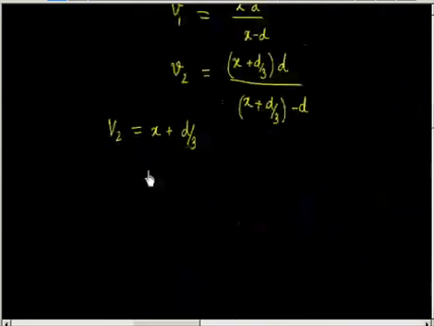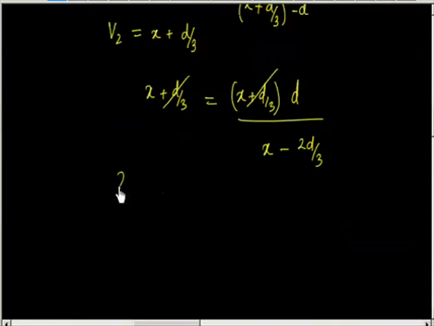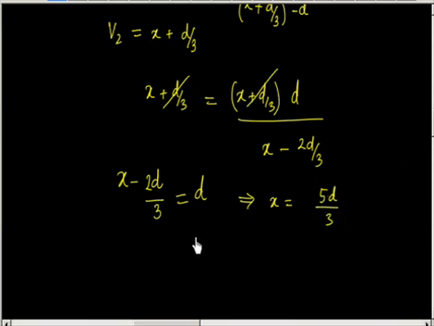So let us plug this value and now things are very easy to solve. So x plus d by 3 is equal to x plus d by 3 into d, divided by x plus d by 3 minus d, so this is x minus 2d by 3. x plus d by 3 cancels out, so I will have x minus 2d by 3 is equal to d. Are you getting? So what is x? x is d plus 2d by 3, so this is 5d by 3. You can do it yourself.